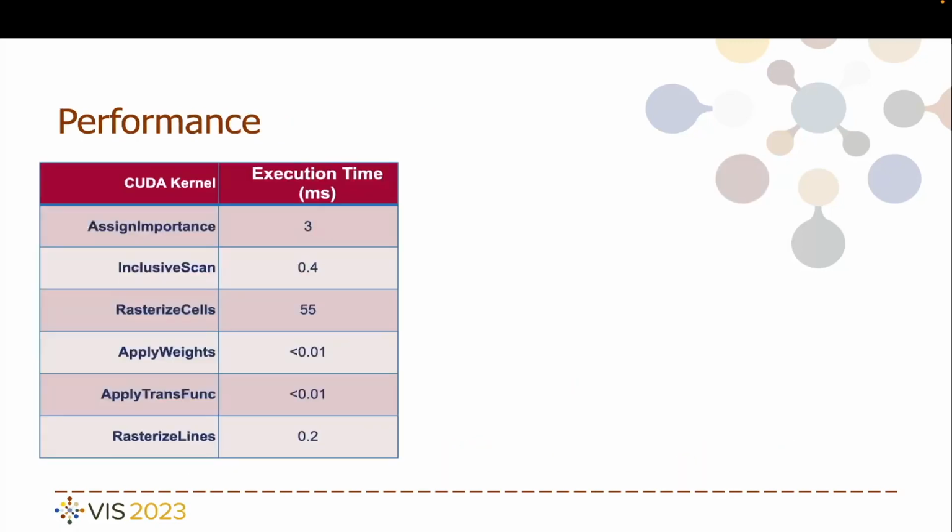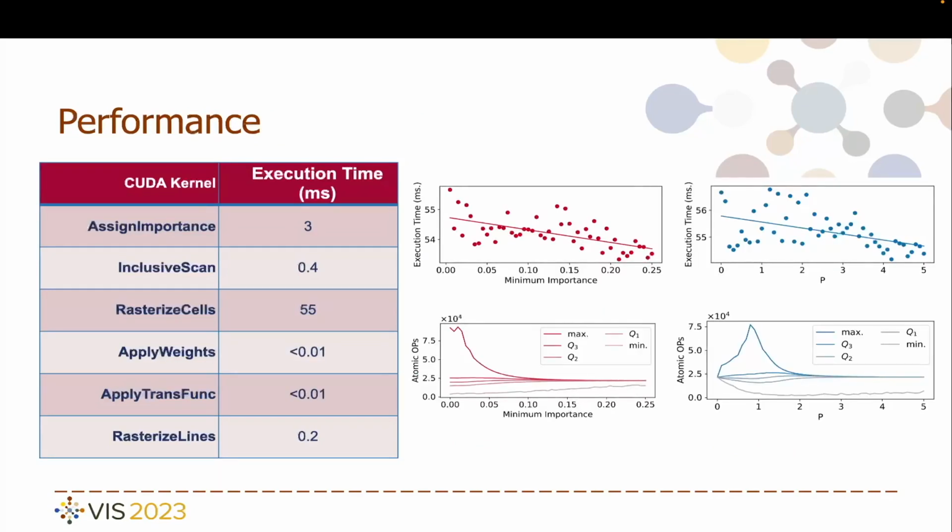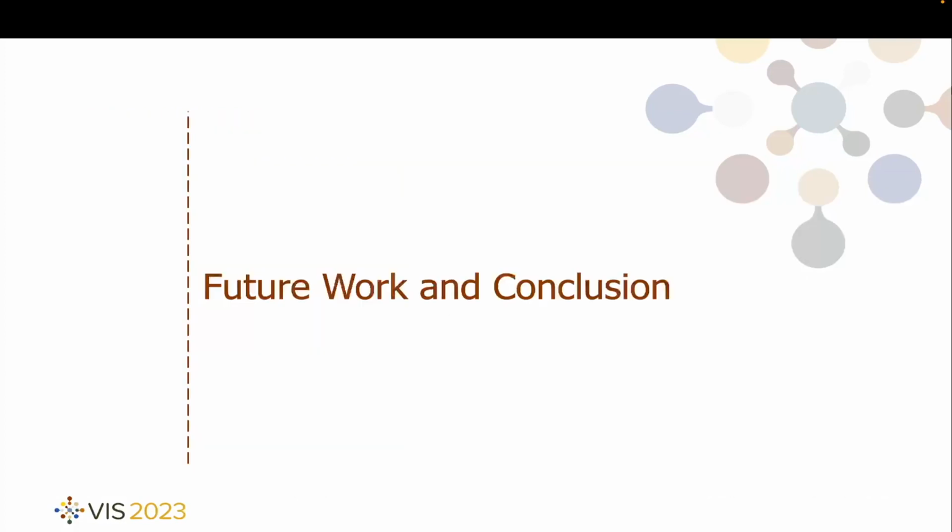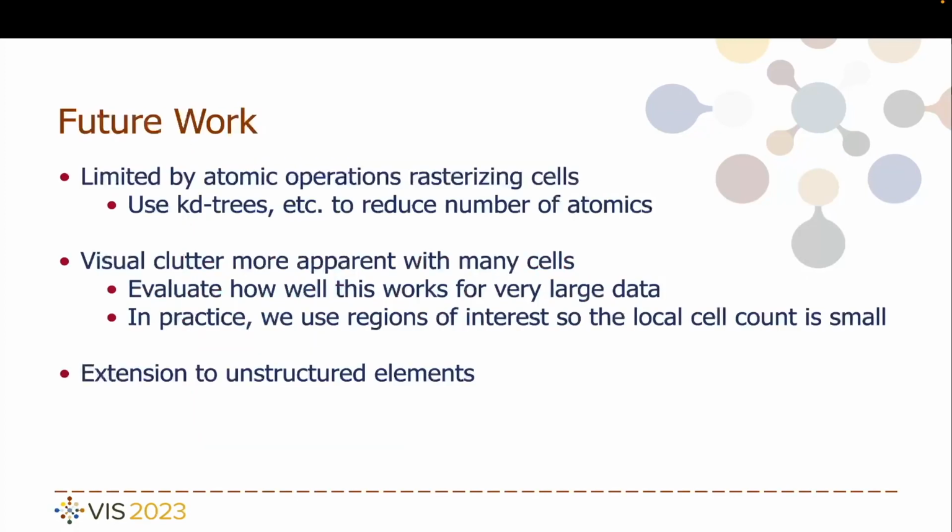We performed a quantitative comparison measuring the kernel execution times of the kernels that I introduced before. And what we observe is that we are bottlenecked by the rasterize cells kernel. This is the kernel that transitions from the per-cell phase to the per-pixel phase and has to perform costly atomics, which makes this kernel particularly expensive. All this points to a lot of potential future work.